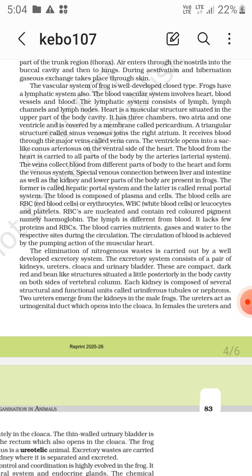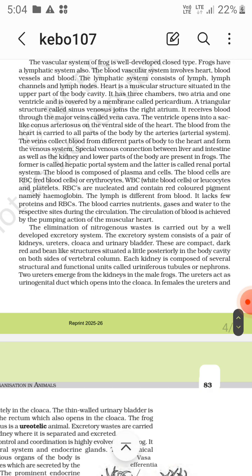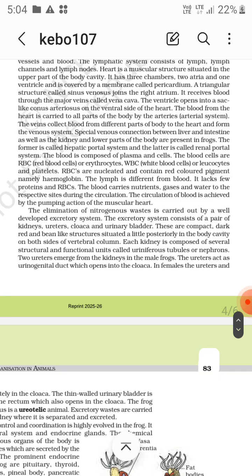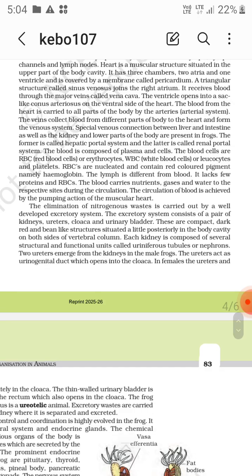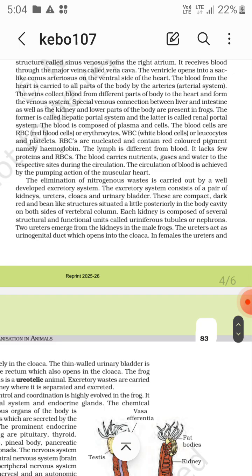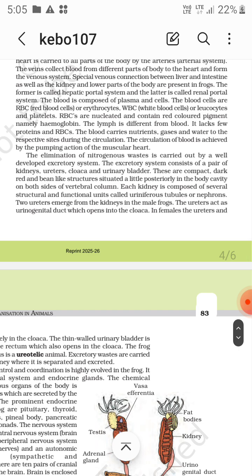Okay, the blood is composed of plasma and cells, and the blood cells are RBCs or erythrocytes, WBCs or leukocytes, and platelets. RBCs are nucleated and contain a red colored pigment, namely hemoglobin. The lymph is different from blood because it lacks a few proteins and RBCs, right? The blood carries nutrients, gases and water to the respective sites during circulation. The circulation of blood is achieved by the pumping action of the muscular heart.